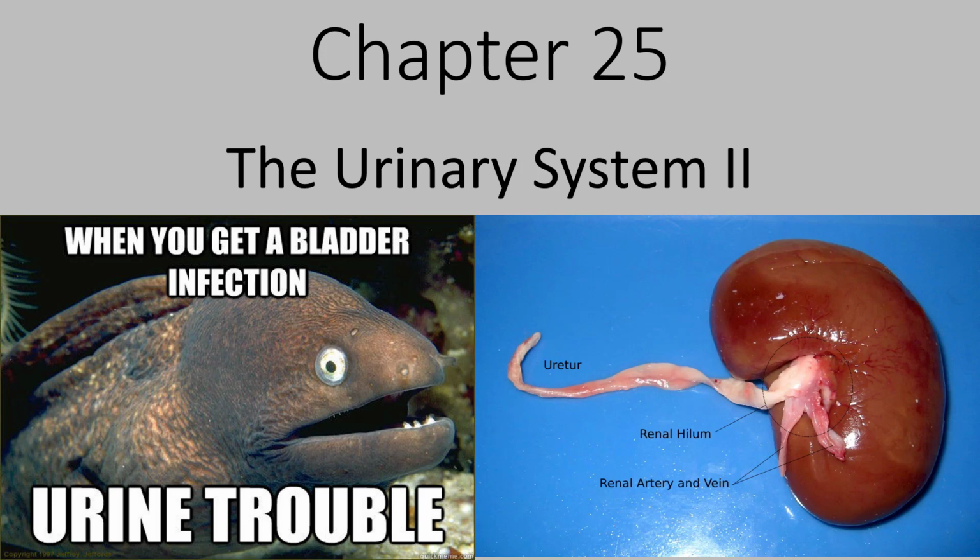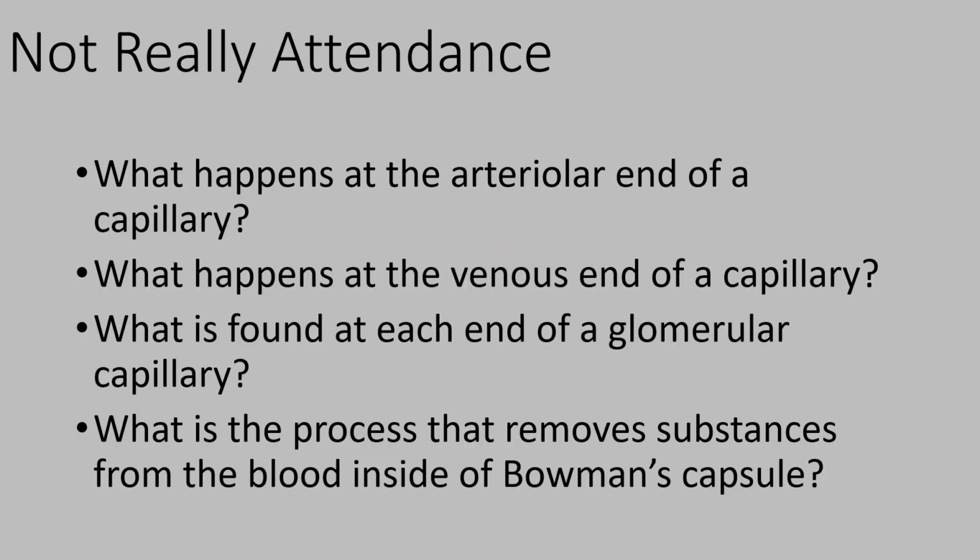So let's go ahead and start, as we always do, with our not really attendance questions. First, what happens at the arteriolar end of a capillary? Next, what happens at the venous end of a capillary? What is found at each end of a glomerular capillary? And what is the process that removes substances from the blood inside of Bowman's capsule? Go ahead and try to answer those. Pause your video.